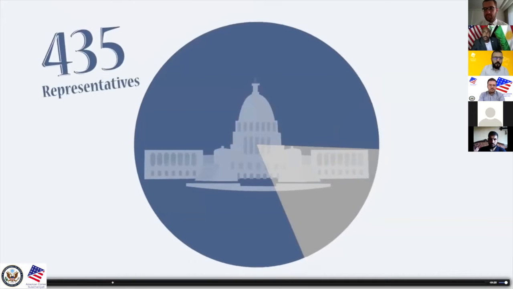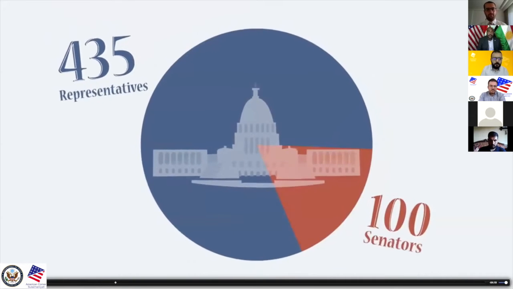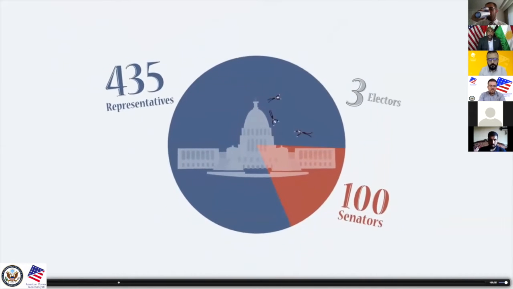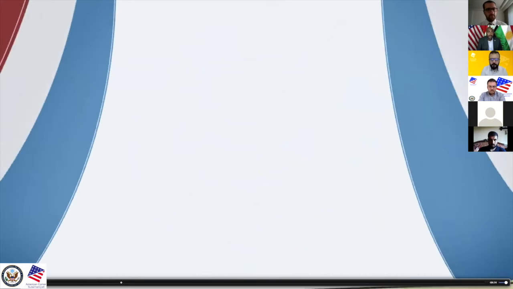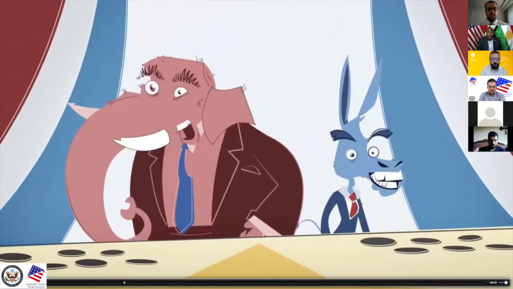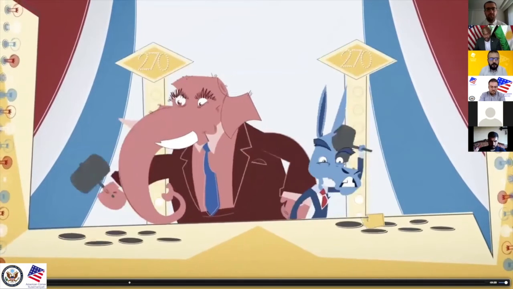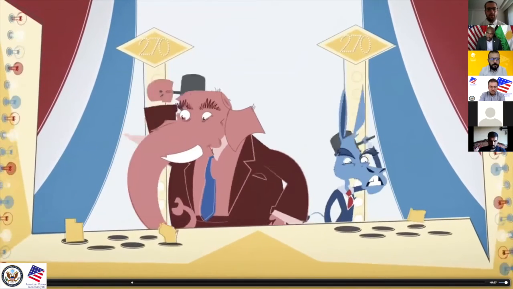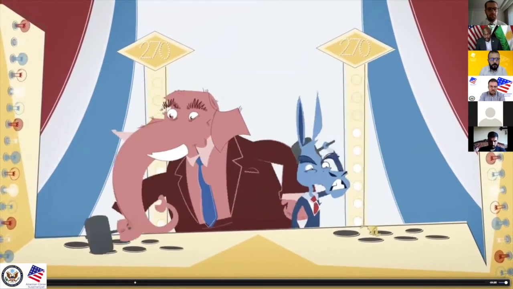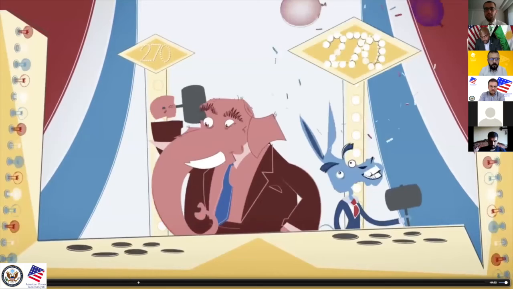5 representatives plus 100 senators and 3 electors from the District of Columbia. Essentially, the Democratic candidate and Republican candidate are each trying to add up the electors in every state so that they surpass 270 electoral votes, or just over half of 538 votes, and win the presidency.